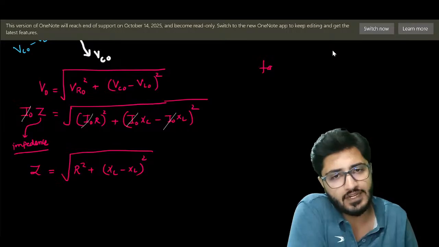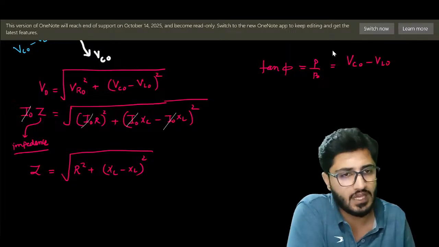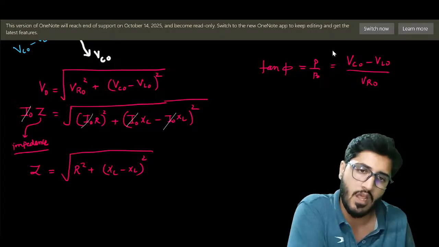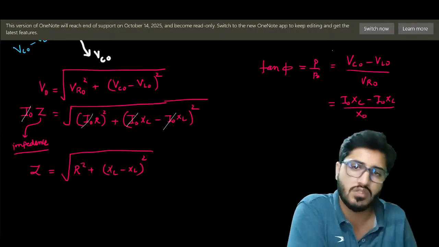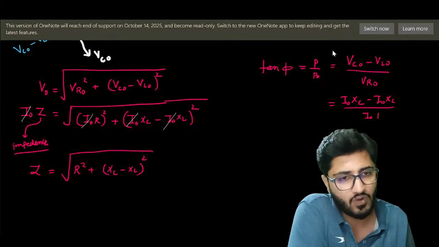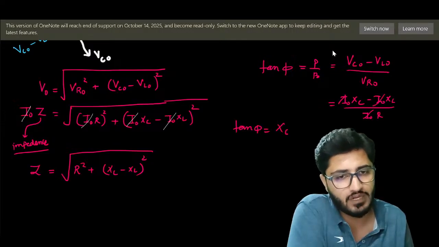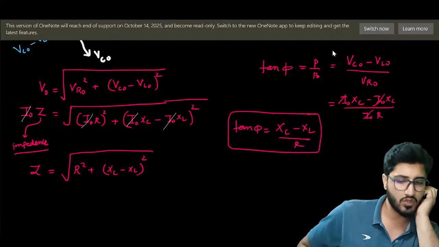If we want to find tan phi, the phase difference, it equals P by B. What was P? It is VC naught minus VL naught divided by VR naught, or I can write it as I naught XC minus I naught XL whole divided by I naught R. I naught cancels out. So my tan phi came out to be XC minus XL whole divided by R. I know these things are very crucial to remember, right?